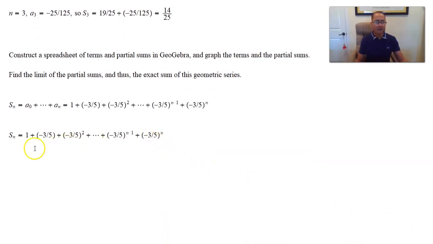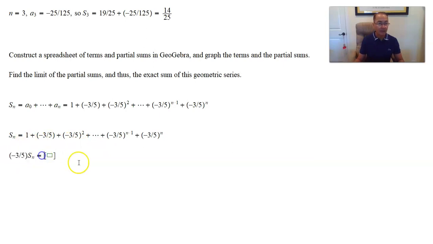I want to be able to compute this without having to add n numbers. Imagine if you want s sub 100, you're actually going to add together on the calculator 100 terms. There's a better way to do it. Here's why. We said that to get the next term, you simply multiply the previous term by another negative 3/5. So let's do that to both sides of this equation. I will multiply the left side by negative 3/5 and the right side also by negative 3/5.